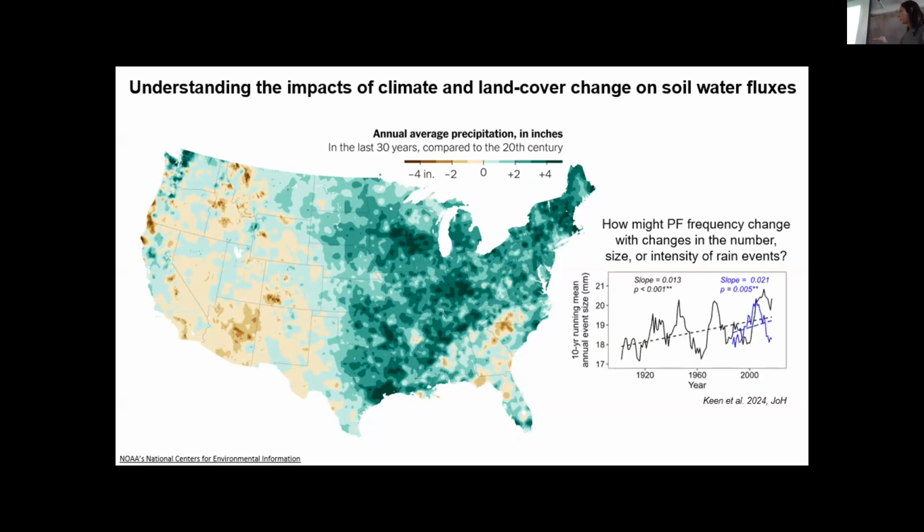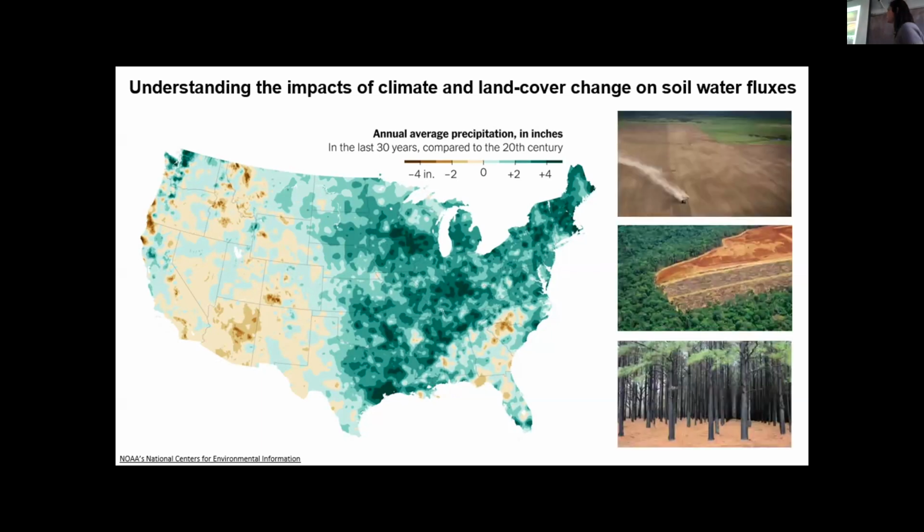And as you are probably well aware, in northeastern Kansas, it's been getting wetter. We've been getting more annual rainfall over time, and we've also been starting to get larger rainfall events. And so all of these changes in precip patterns and variability have an influence then on whether preferential flow is occurring and how deep it's moving into the soil profile.